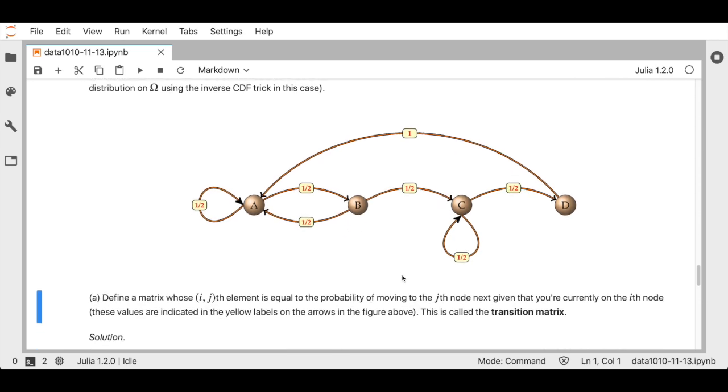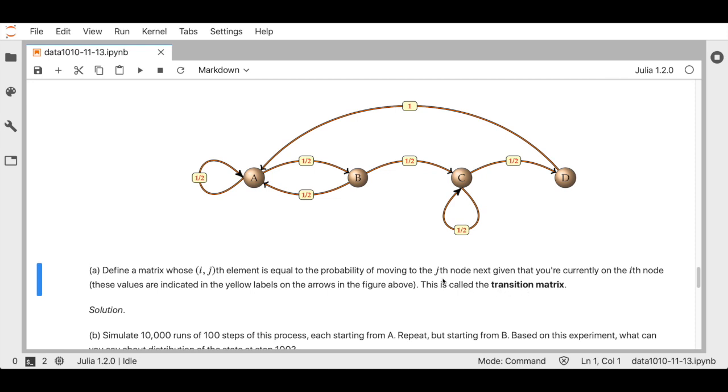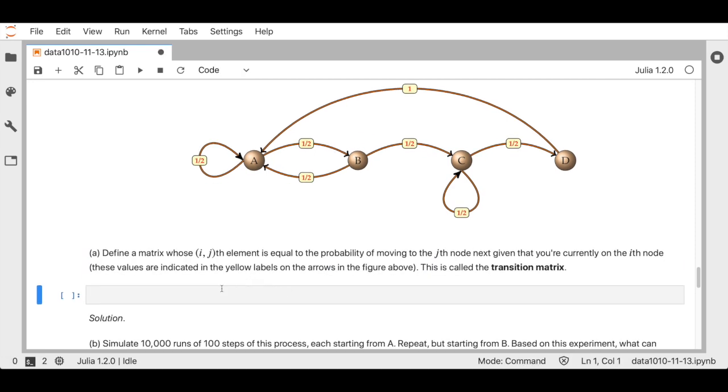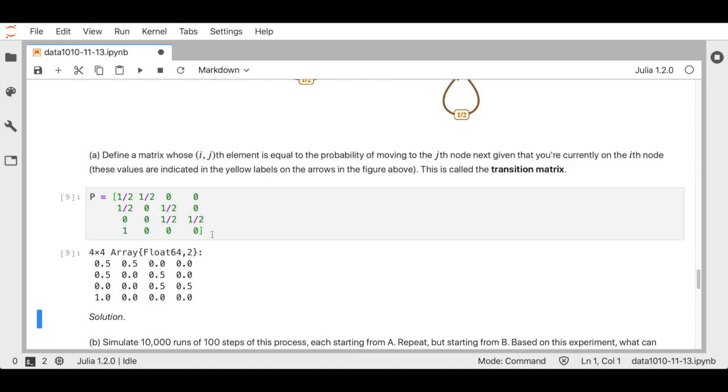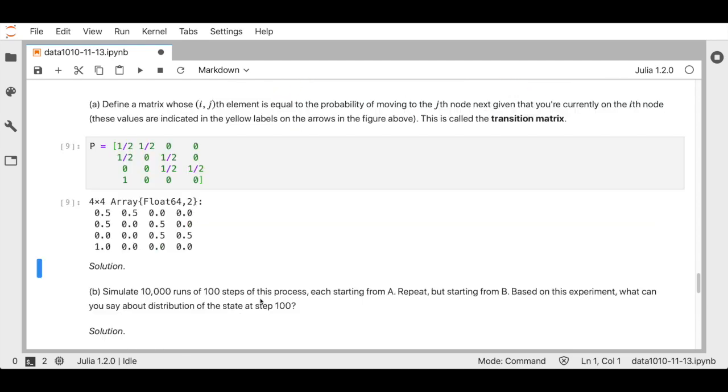And the way we'll describe a Markov chain is with something called the transition matrix. So this is the matrix whose ijth entry gives us the transition probability, the label in this figure, from node i to node j. So for example, this 1/2 is telling us that the (2,1) entry should be 1/2. So this is what the transition matrix looks like for this Markov chain. Now, in part B, we want to simulate 10,000 runs of this process carried out for 100 steps each, starting from A.